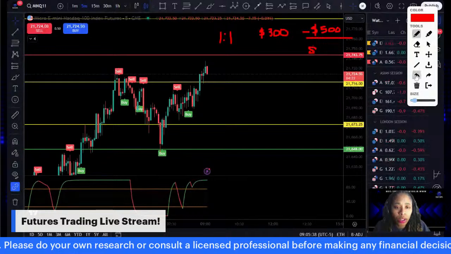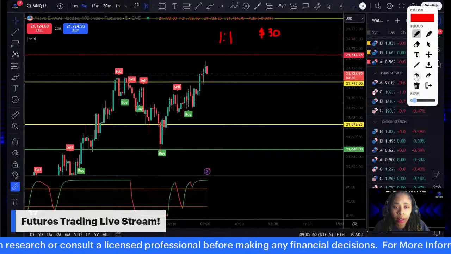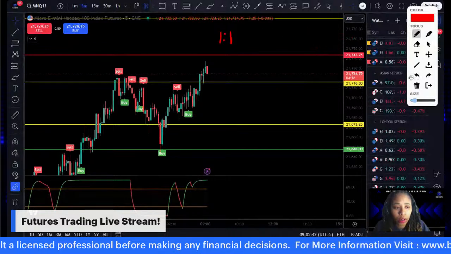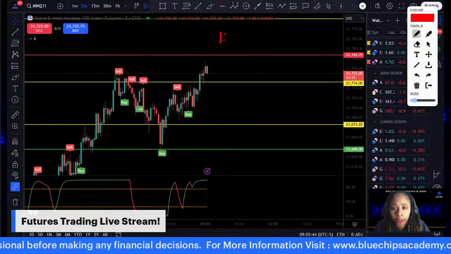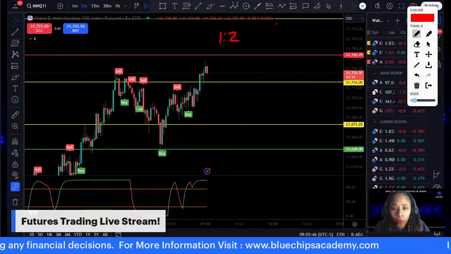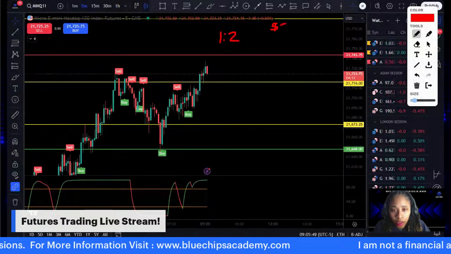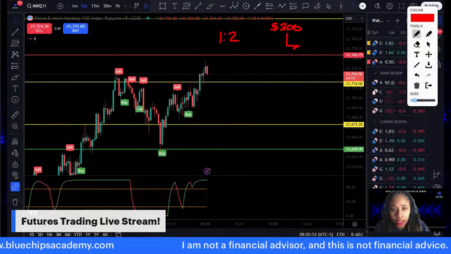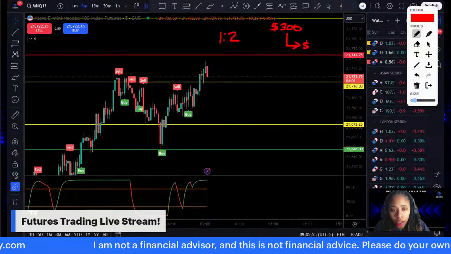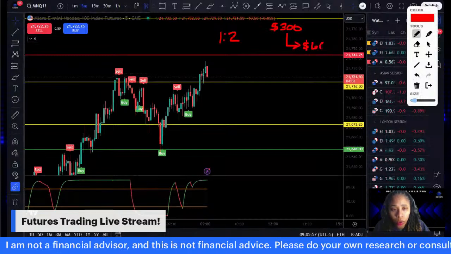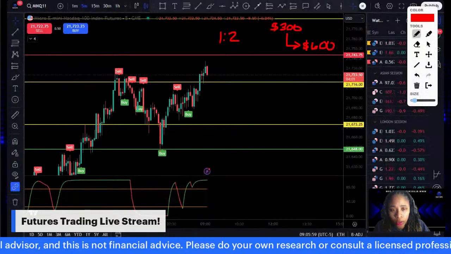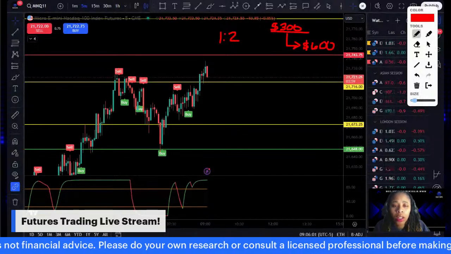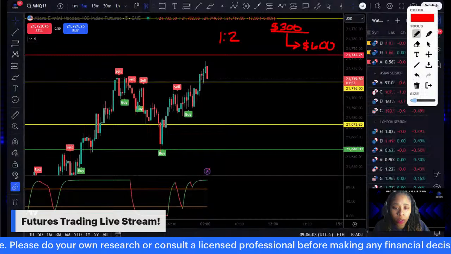If we get a 1-to-2 ratio, that's even better. With a 1-to-2 ratio, we're risking $300, but we're set to gain twice as much, so $600. And 1-to-3, of course, is a $300 to $900 setup. Those are the setups that we're looking for right here.